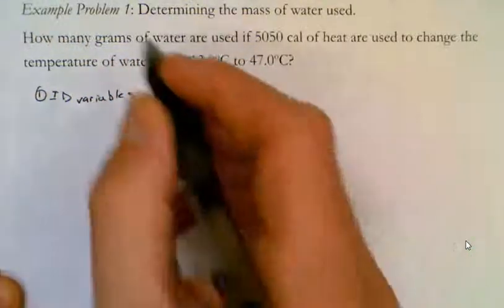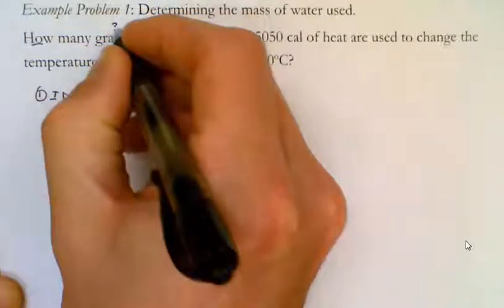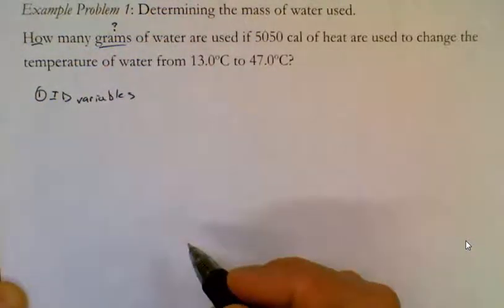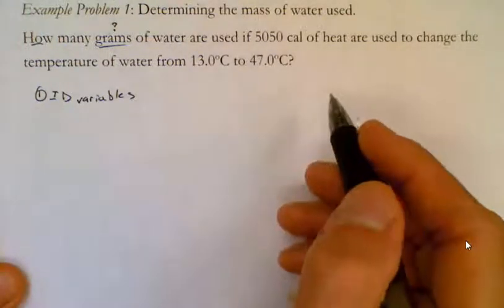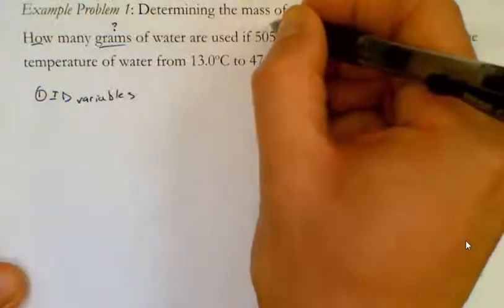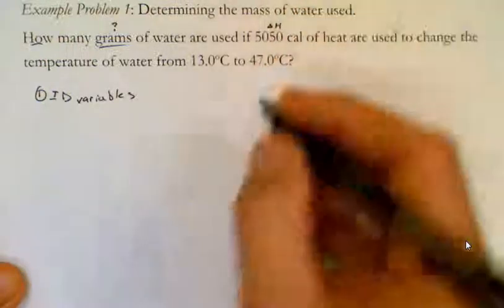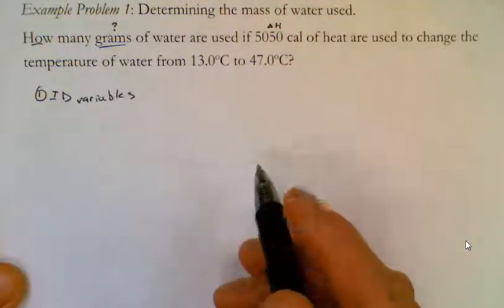How many grams? So question word grams. That means we're solving for the mass in this situation, since grams are mass. Are used at 550 calories of heat. So this is going to be our delta H, our change in heat. Calories is going to be the unit for heat.